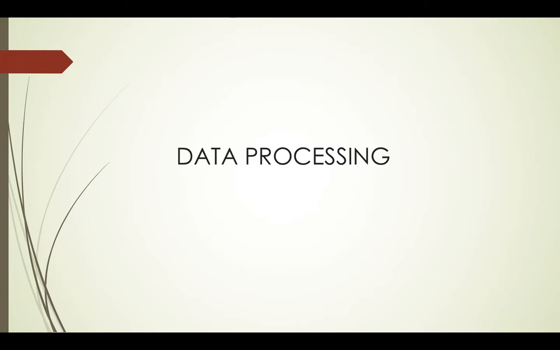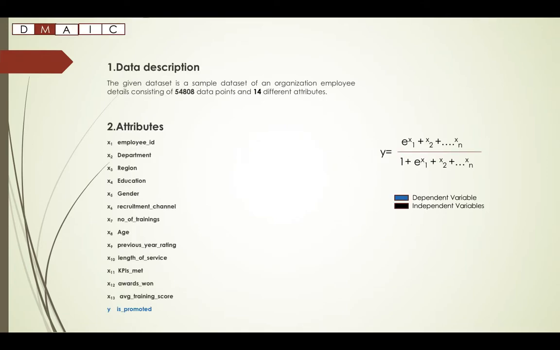Next, we come to the data processing part. The given dataset is a sample dataset of an organization's employee details consisting of more than 50,000 data points and 14 different attributes. Is promoted is our dependent or target variable. 1 is when promoted and 0 is not promoted. And the rest of the attributes are our independent variables.